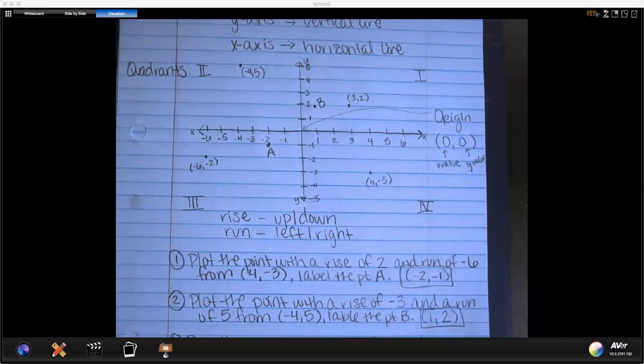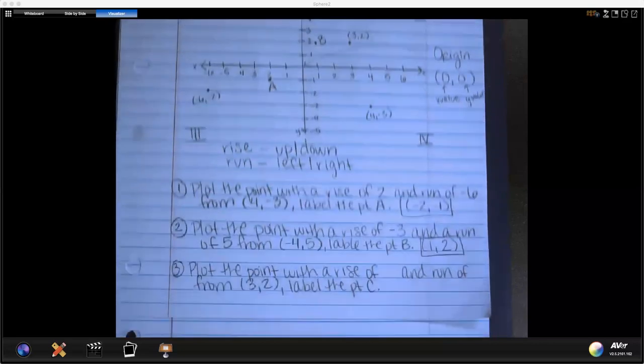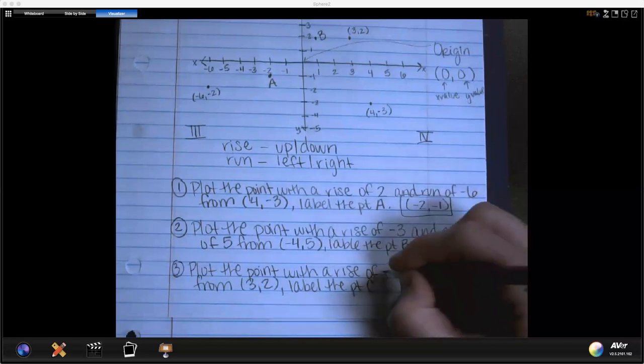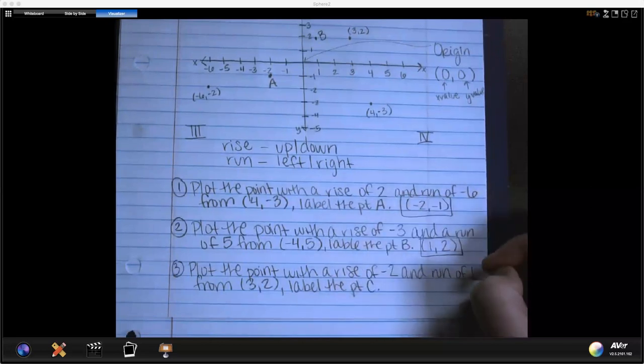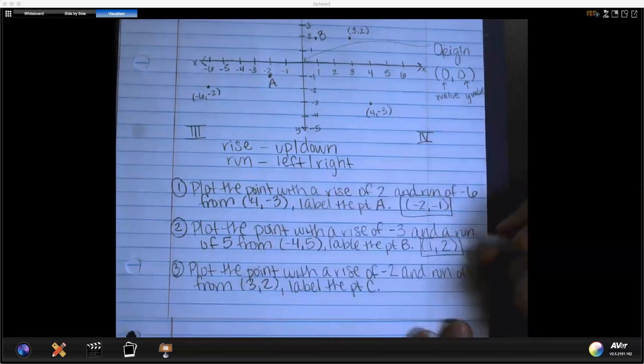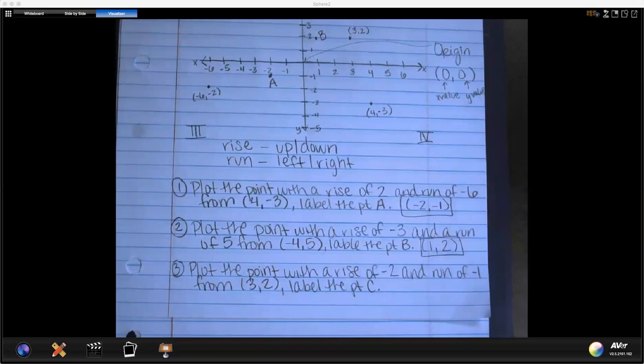How did we do for question 2? Questions or concerns? Okay. Last one, point number 3. Same setup. This time we have a rise of -2 and a run of -1 from the point 3, 2. Label it point C.